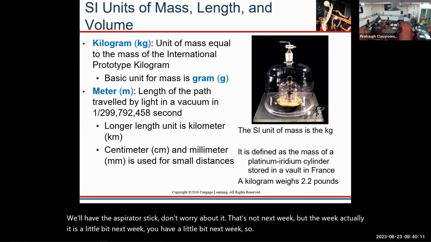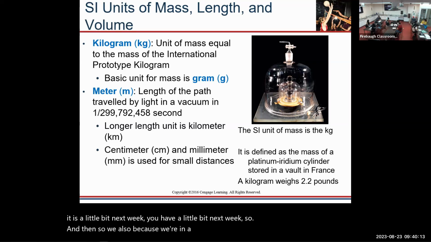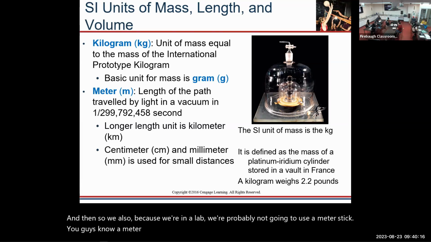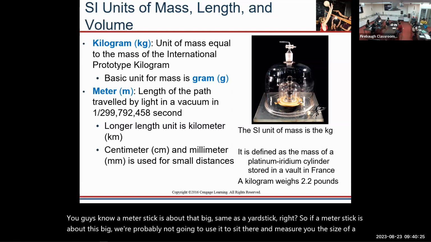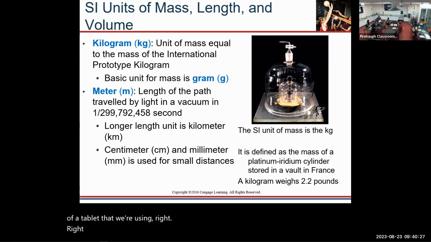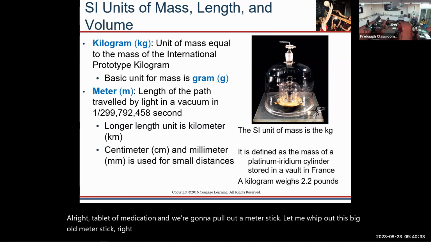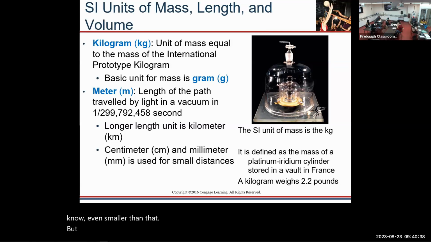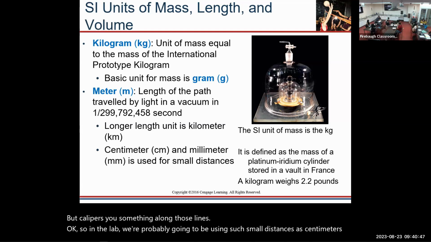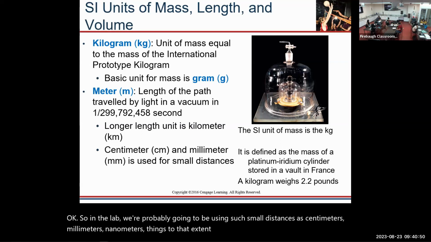And because we're in a lab, we're probably not going to use a meter stick. You know a meter stick is about that big, same as a yardstick, right? We're probably not going to use it to measure the size of the tablet of medication. We're not going to whip out this big old meter stick. You're probably going to use just a little ruler, or even smaller than that: calipers, something along those lines. So in the lab, we're probably going to be using such small distances as centimeters, millimeters, nanometers, things to that extent. Okay, picometers.